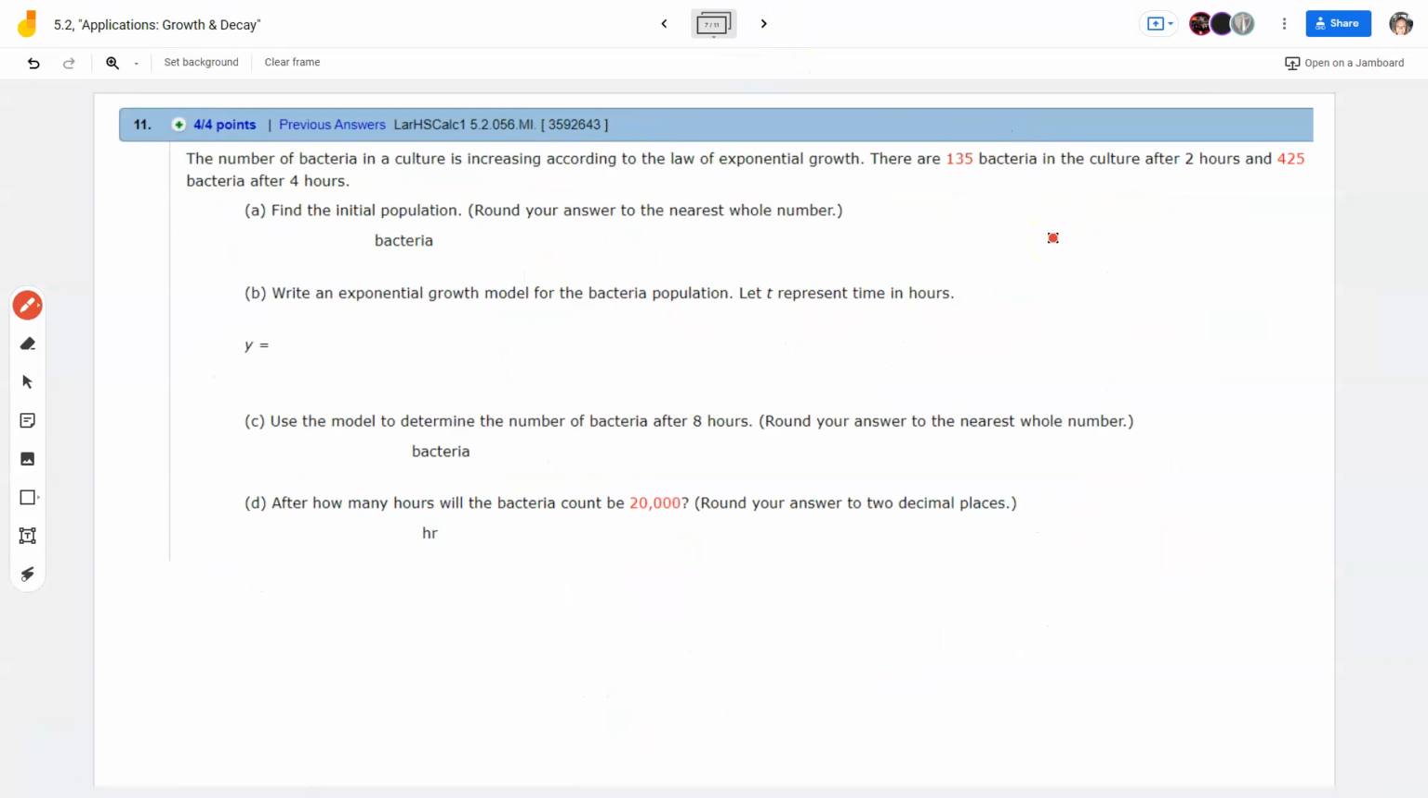And number 11, things get a little bit more interesting because they put some words to it and talk about bacteria. But if you guys notice, they're giving you clues again. They tell you after 2 hours, I have 135, and after 4 hours, I have 425. The bummer is they don't give me at 0. The other ones they give me at 0. This one they don't. But that's okay. I can still plug 2 points in.